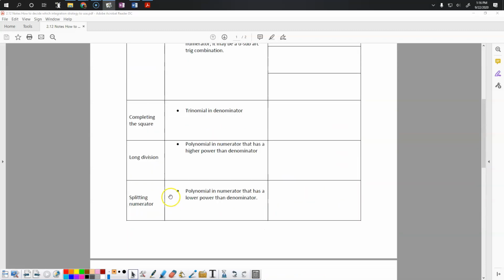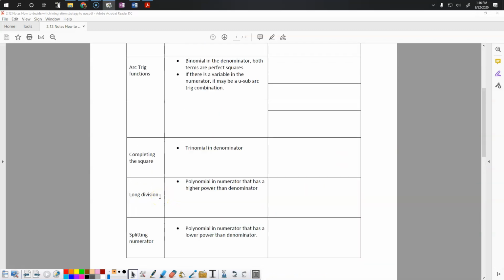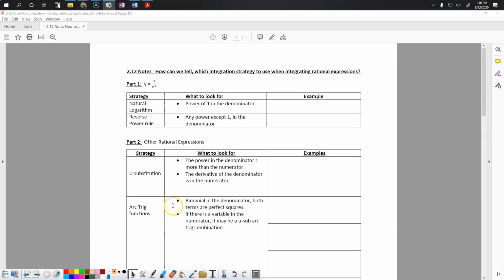Okay, so this is the lesson, once again, where I'm going to teach you guys how to know what strategy to use and when to use it. And that's what this first page is all about. All right, so let's begin here.